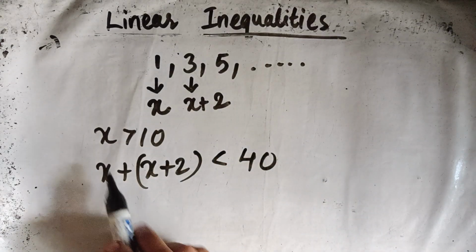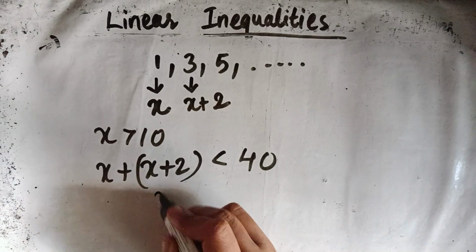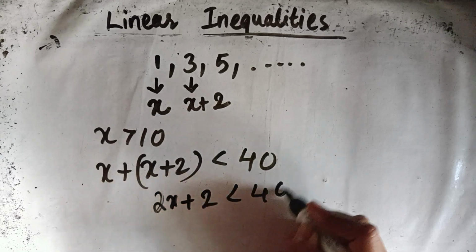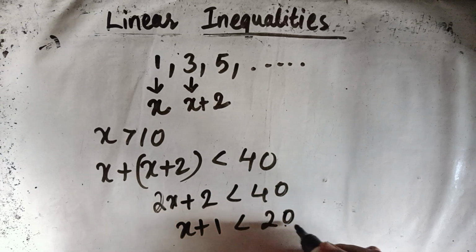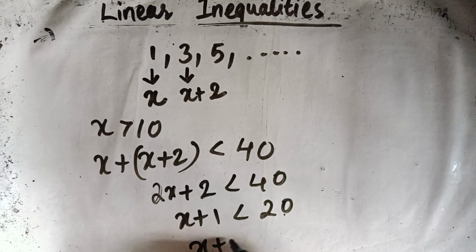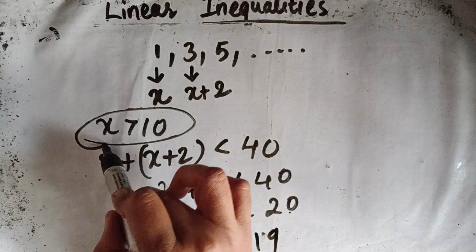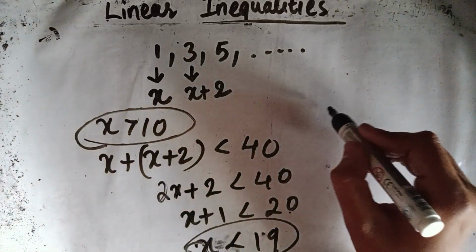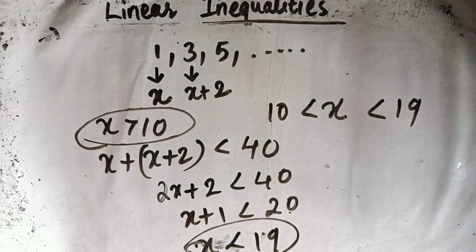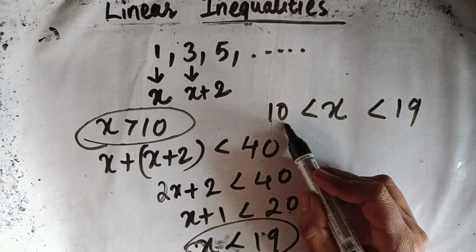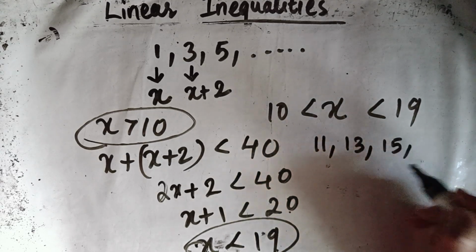So two inequalities are there: x is greater than 10, and this one we can solve, that is 2x plus 2 less than 40. 2 is common, so divide by 2 and you will get x plus 1 less than 20, so x is less than 19. So x is greater than 10 and less than 19, so x is between 10 and 19. And they should be odd. Between 10 and 19 the odd numbers are 11, 13, 15, 17.